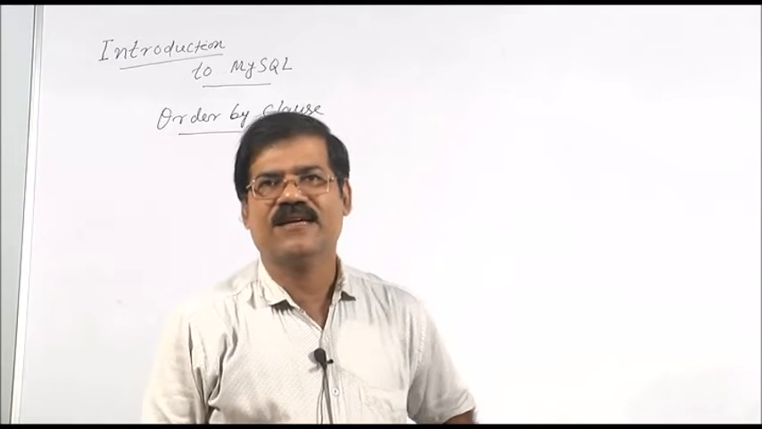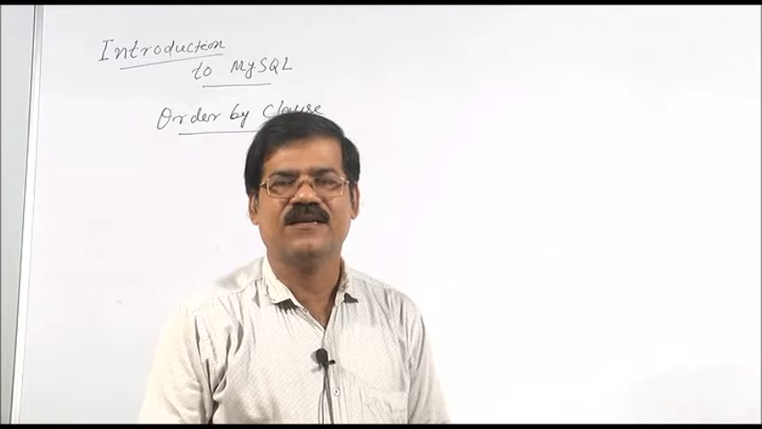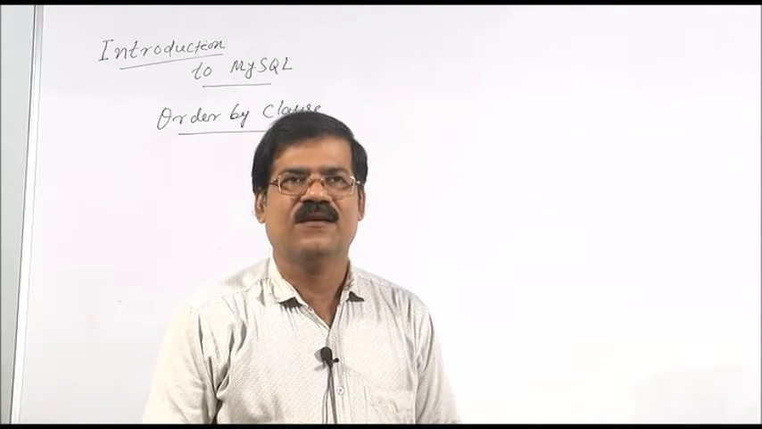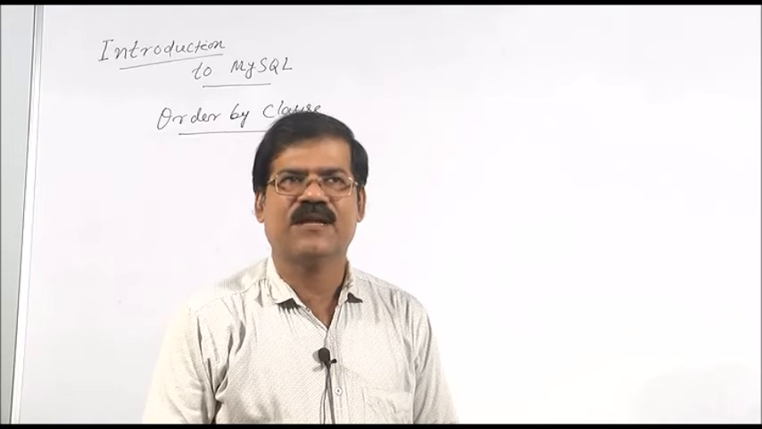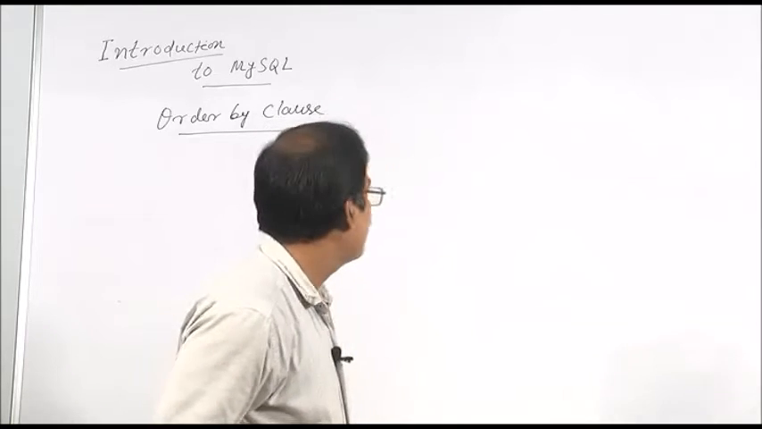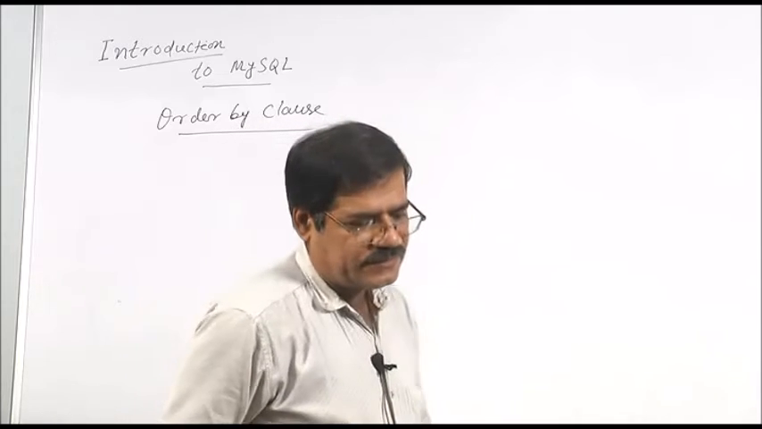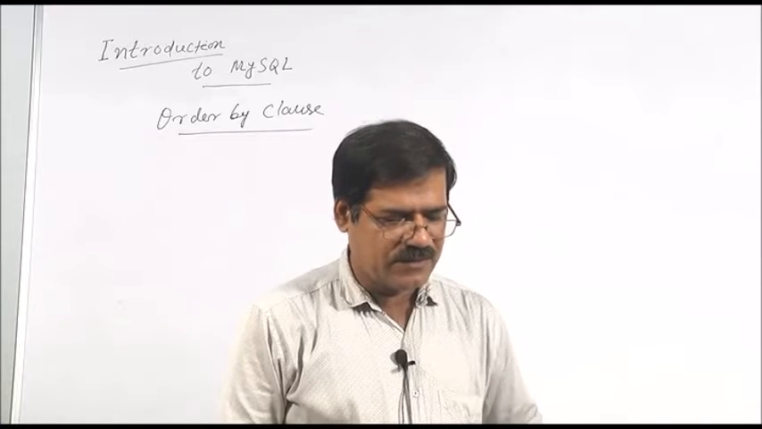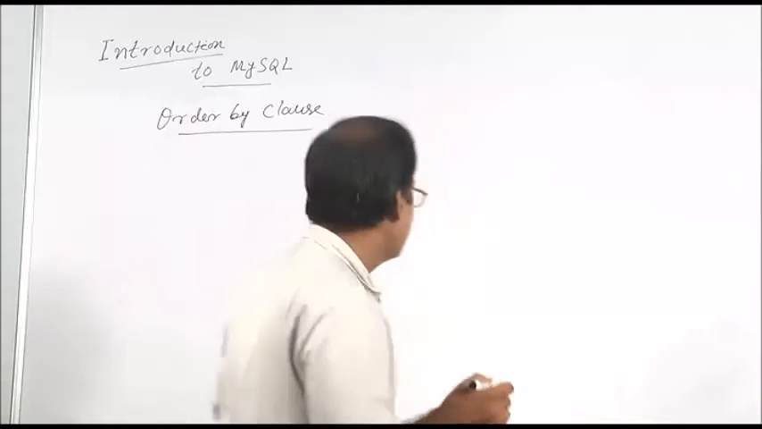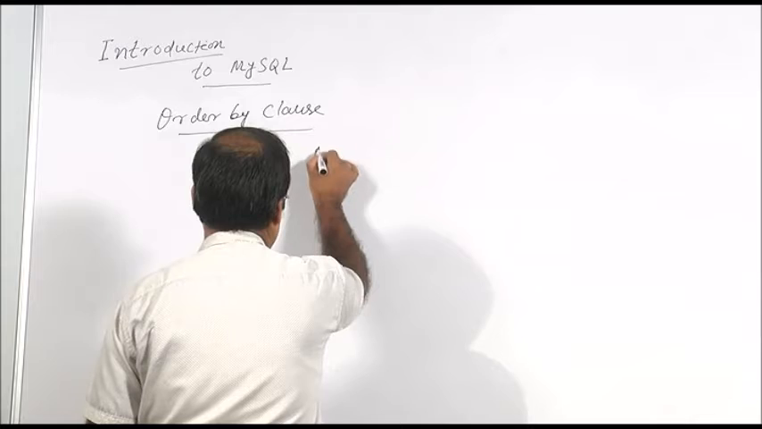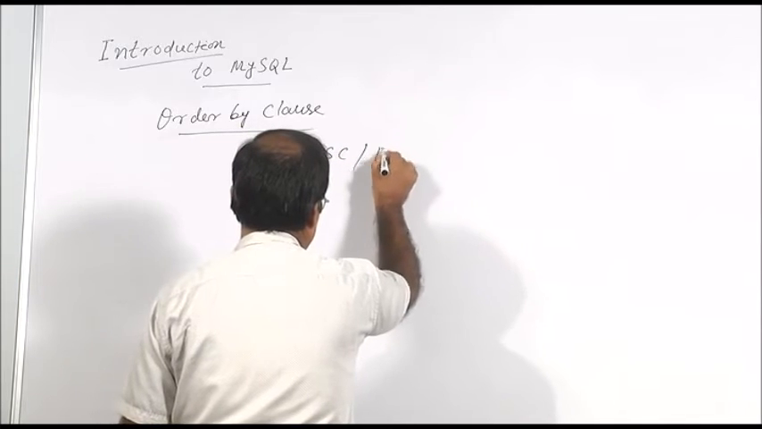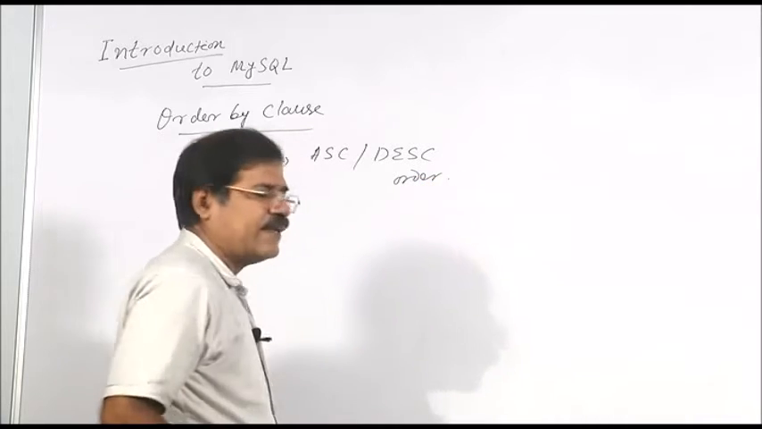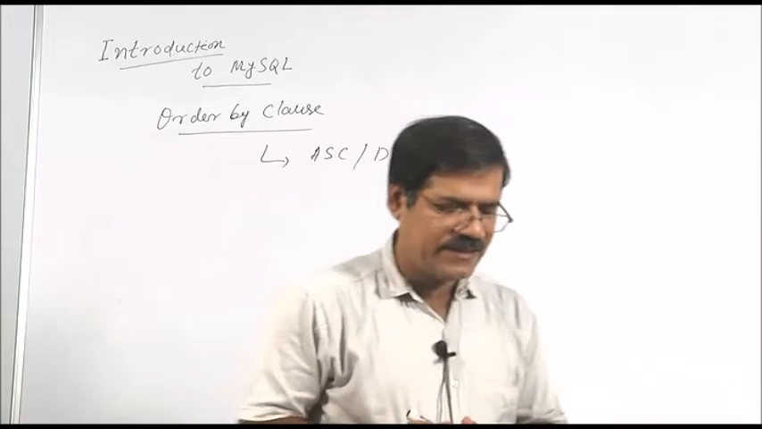Basically, you arrange the records either in ascending order or descending order. Suppose the records are not in ascending order, or you have to arrange them in a particular order. That's why we use the order by clause. You arrange the records in ascending or descending order, ASC or DSC.